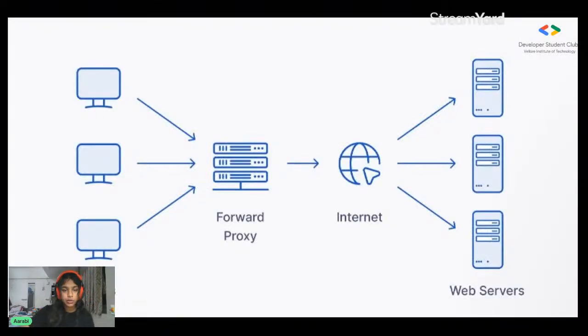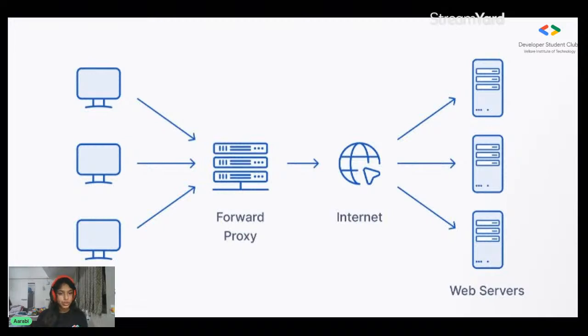I'll explain the two types of proxies that we have. One is the forward proxy and one is the reverse proxy. The forward proxy sits between the client and the internet, and the internet and the servers. It sits on the client side, on the client machine, and it takes requests on behalf of a client. Whatever request the client sends is processed by the forward proxy, and on their behalf it is sent to the web servers.